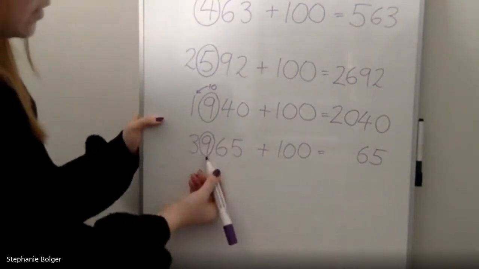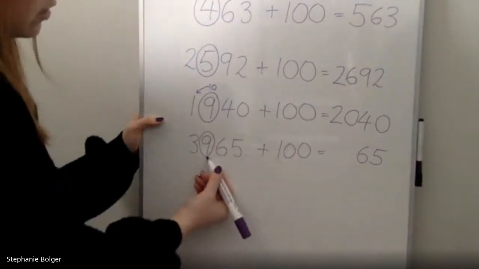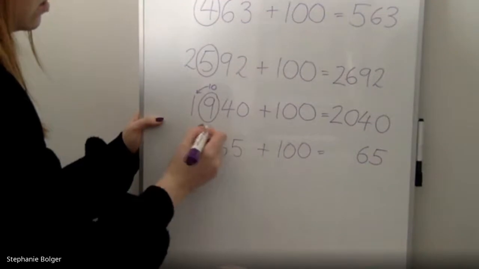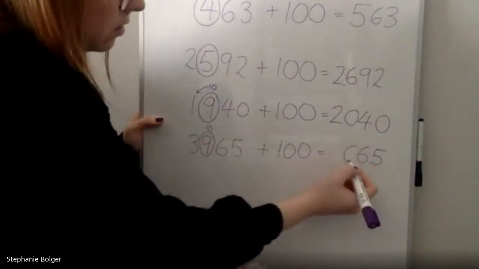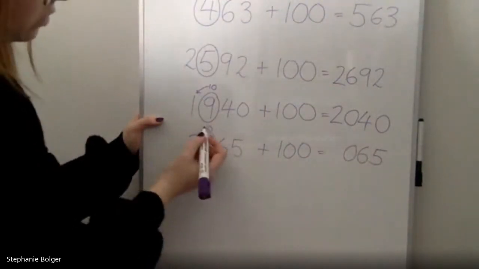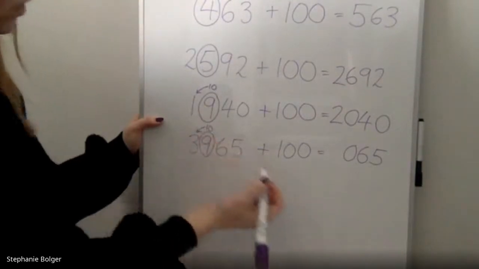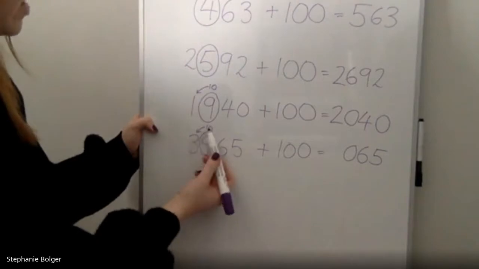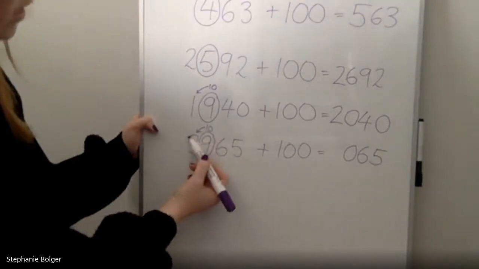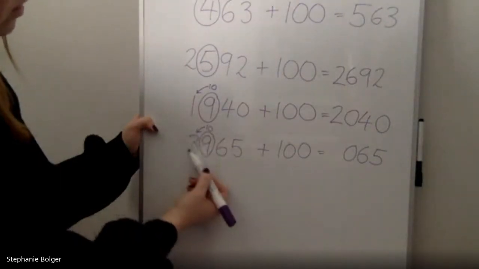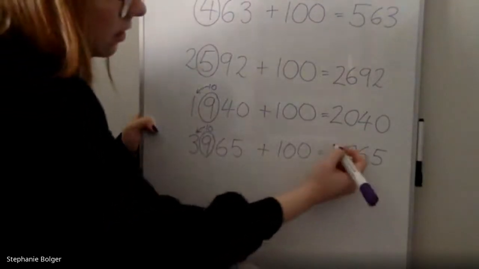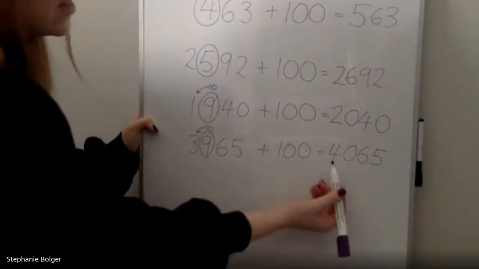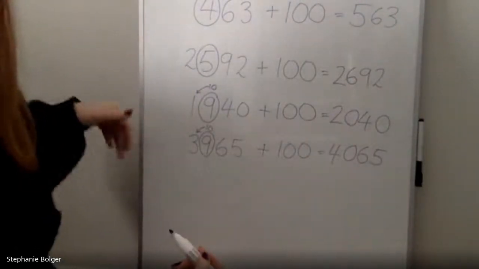Now we've got 9 hundreds, plus another 100 makes 10 hundreds. We're going to put our 0 in our hundreds place and we're going to trade that 1 over there. Sometimes it's called carrying as well. And we're going to add that 1 that we've traded into the thousands. So we've got 3,000s plus another 1,000 is 4,000. So our answer is 4,065.